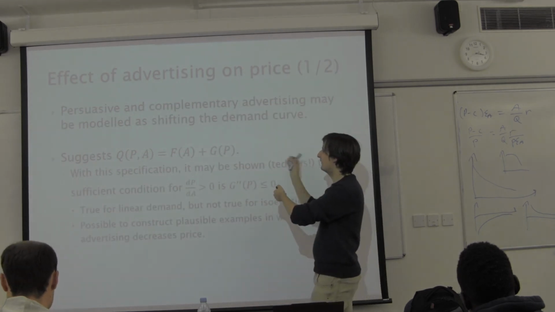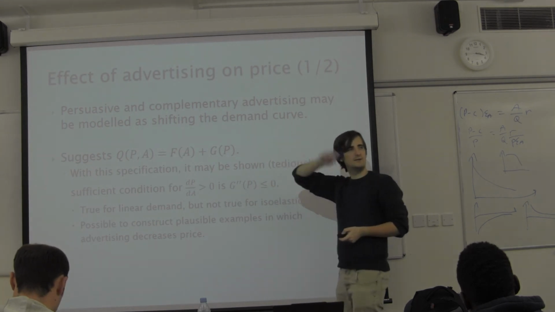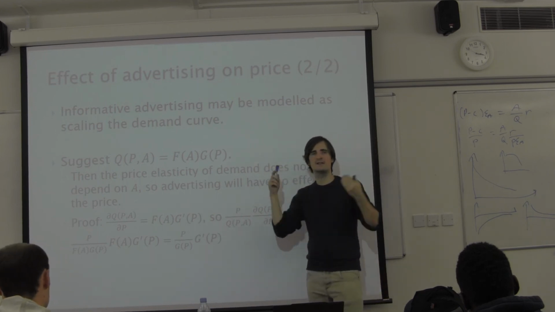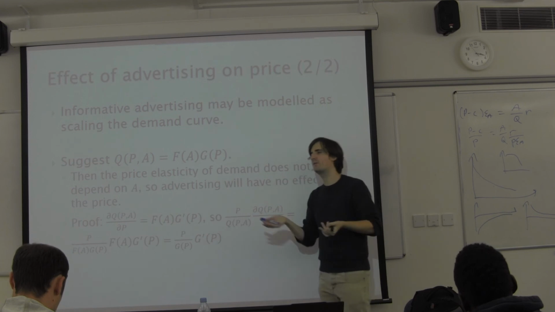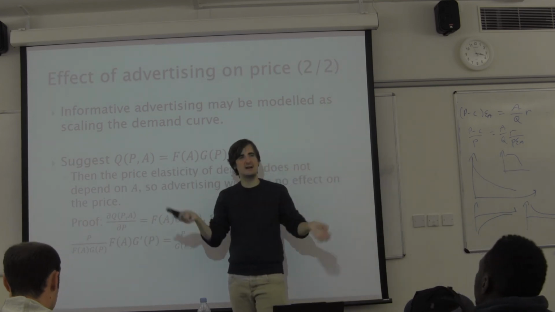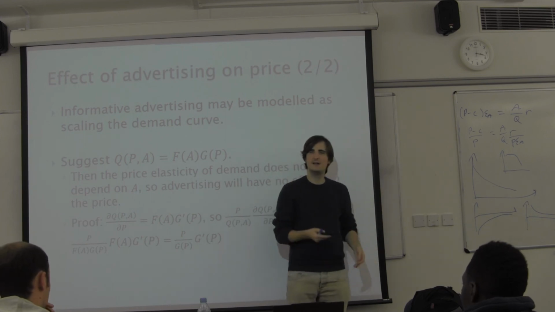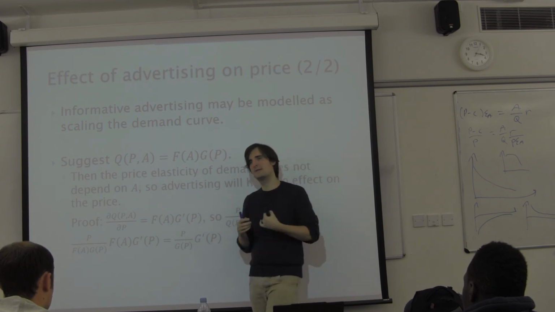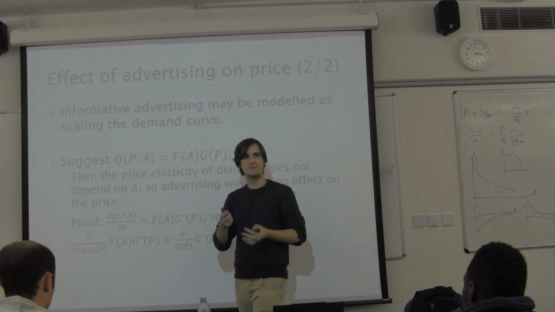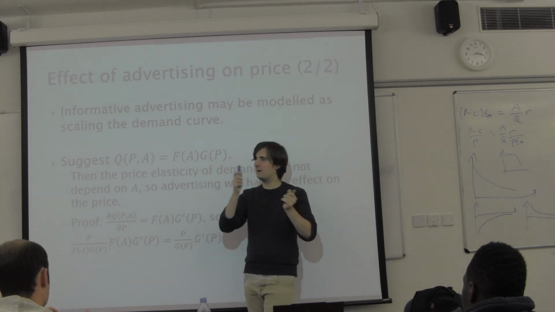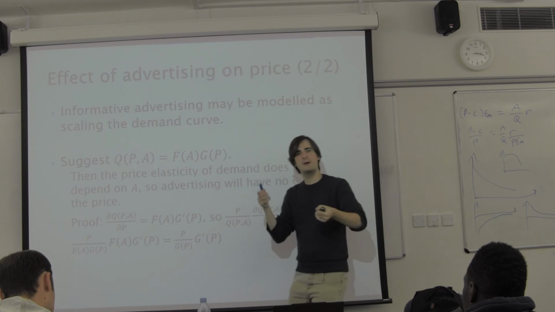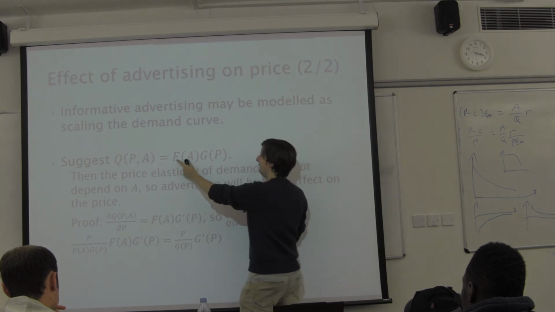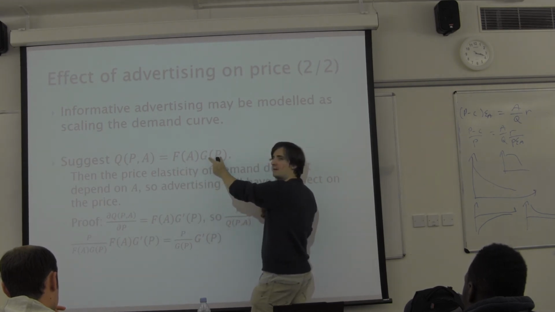So this was a persuasive and complementary view, increasing the demand curve, just shifting it out. Informative advertising you might think of as scaling the demand. Maybe there are 100 consumers out there, and maybe 10 of them know about the product even without seeing the advert. Everyone has the same preferences, but once some adverts are sent out, more consumers find out about the product, and the aggregate demand curve is just scaled upwards. So maybe a reasonable model, if you believe the informative view, is that the demand function is some function of the amount of advertising times some function of the price.